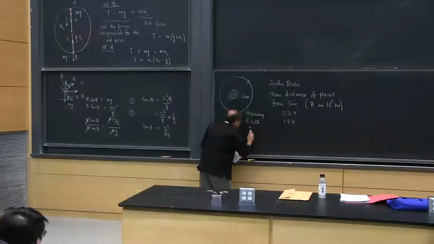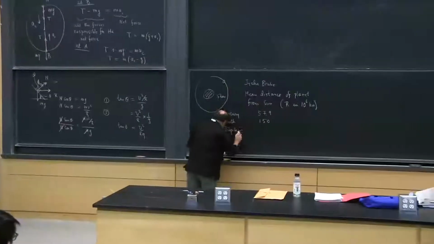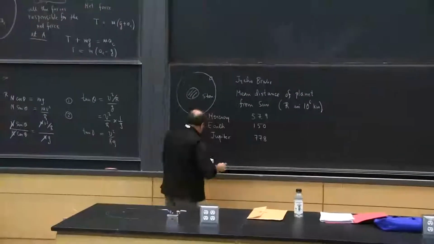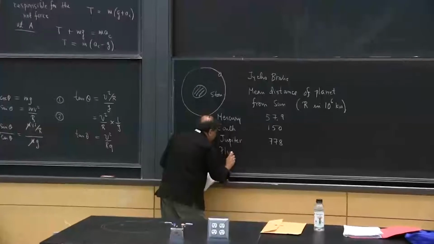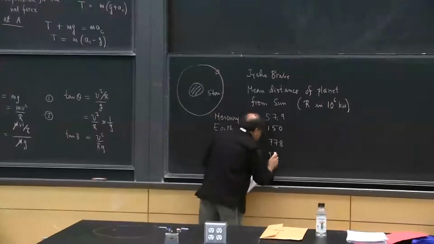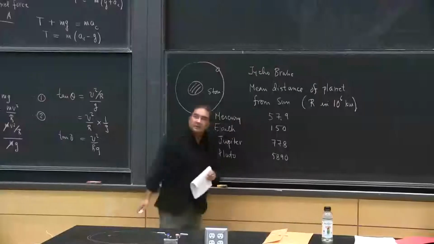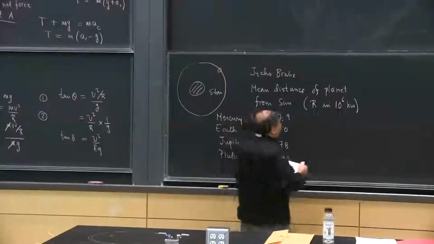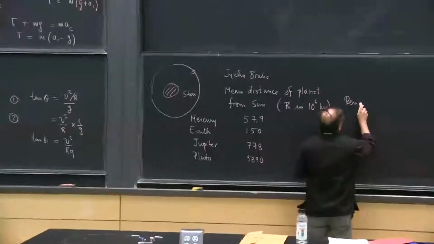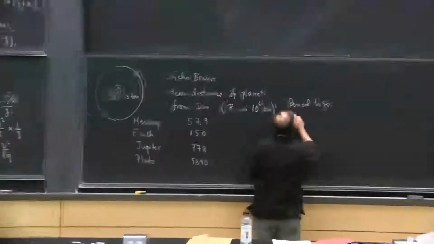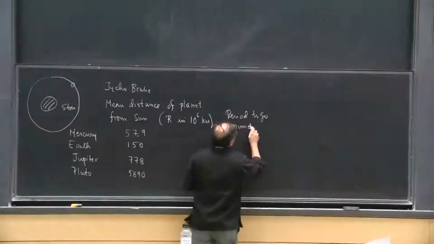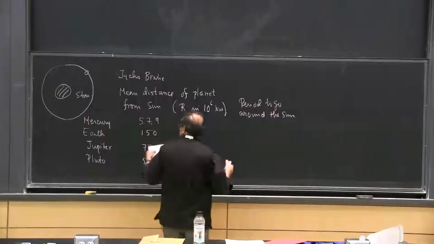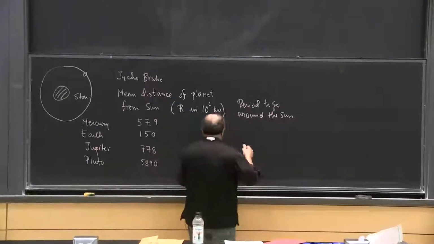Now, Jupiter, which is the largest planet we have, the gas giant, is 778 million kilometers, and Pluto, which is no longer even a planet, it's in the Kuiper belt, is 5,890 million kilometers. So these are the distances. Then the period to go around the sun could be measured in those days. I don't think Pluto was actually measured by Brahe, but anyway, I'm throwing out the data.